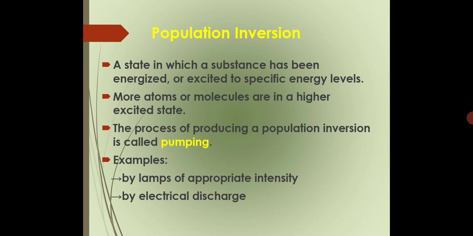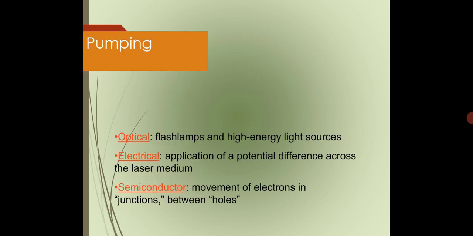Now, what is population inversion? When we give external energy to the electrons in the outermost orbit for a lasing mechanism, that energy is absorbed by those electrons and they jump into the higher energy level. That is called pumping. So the number of electrons in the lower energy level becomes less, and the number of electrons in the higher energy level becomes higher. The population of the lower energy level is decreased, and the population of the higher energy level is increased. That's why it is called population inversion. It can occur by optical pumping or electrical pumping, or in a semiconductor by a movement of electrons.